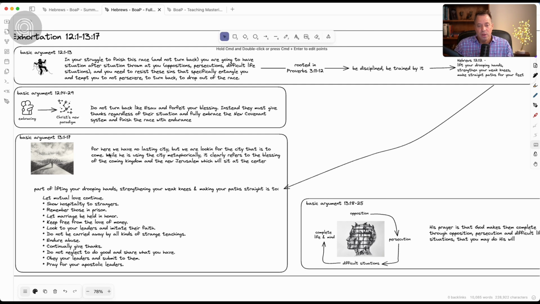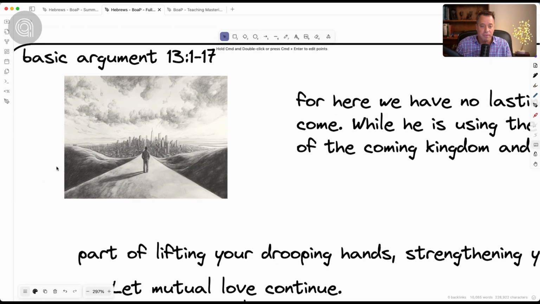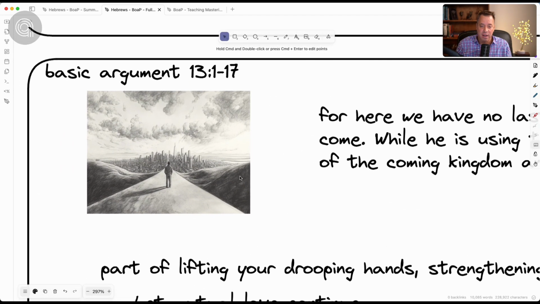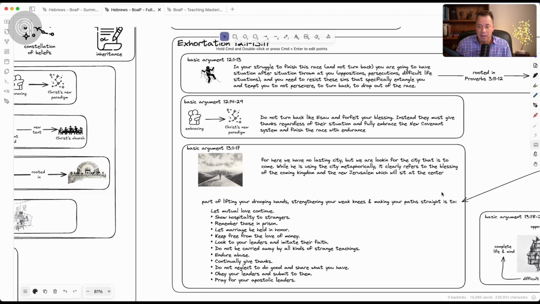But first he says, we don't have a lasting city, but we are looking for that city that is to come. So he's referencing a little bit this New Jerusalem. John talks about it in the Revelation. And while he's using the city metaphorically, it is clear that he refers to the blessing of that coming kingdom. John talks about how New Jerusalem is going to sit at the center, how it's as wide as it is long as it is high. It's going to be an amazing city. And so here visually you have a person who's looking towards the future, towards that great city that Christ is going to call us all into.